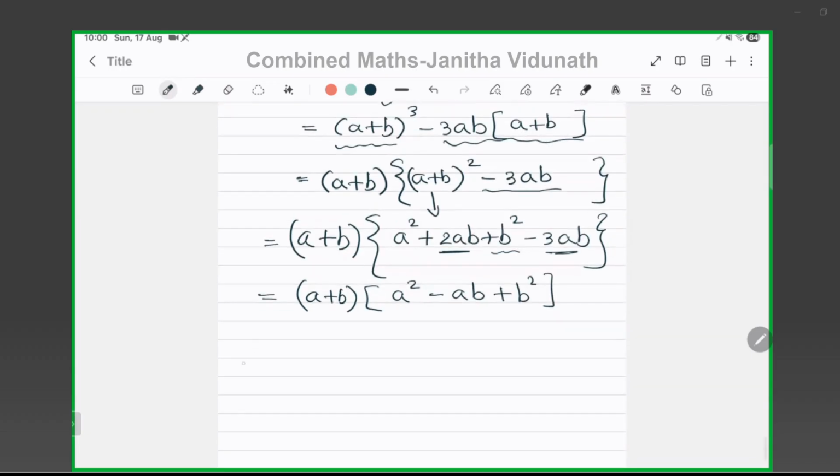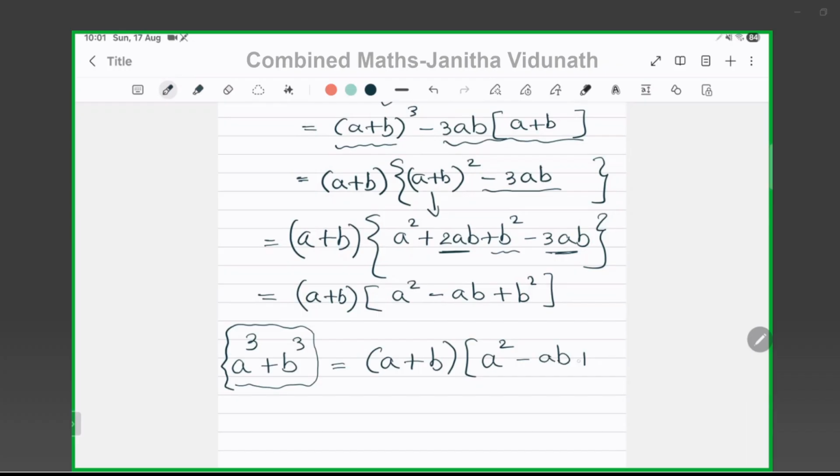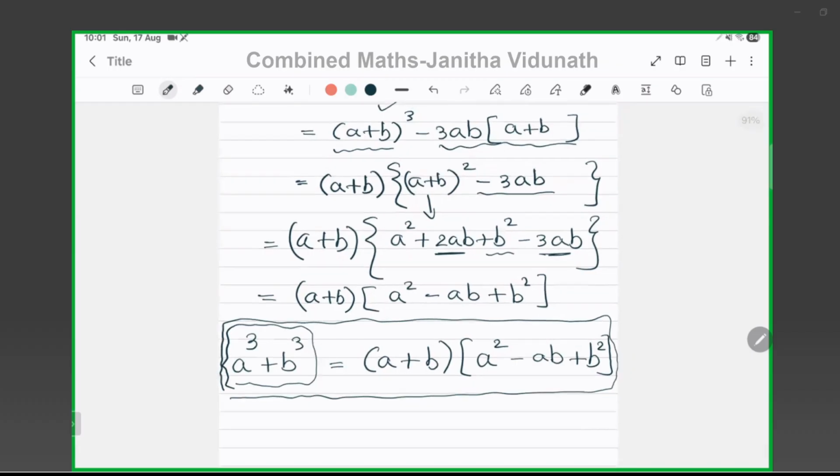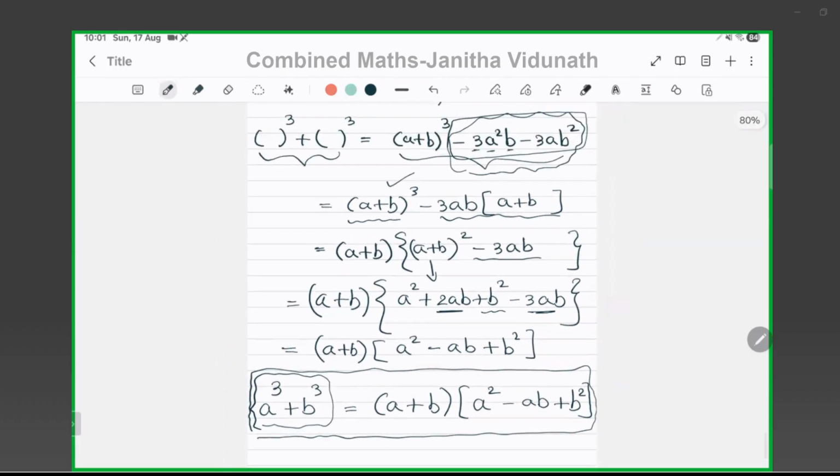Now finally we get the result for a cube plus b cube. Here we have the summation of two cubes, and it is factorized as (a plus b) times (a square minus ab plus b square). This is the factorization result of the summation of two cubes. I will give 1 minute to write this down.